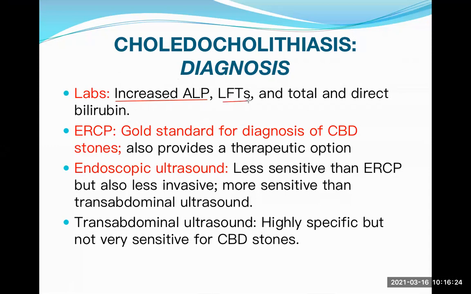LFT may be deranged. How to explain this? Please listen properly, then you'll never forget. So what will happen in the beginning? Only the alkaline phosphatase enzyme is high, but it depends on how bad the obstruction is. If the obstruction is completely blocking the flow of bile, what will happen? There is back pressure development. The bile will collect inside those biliary canaliculi inside the liver.